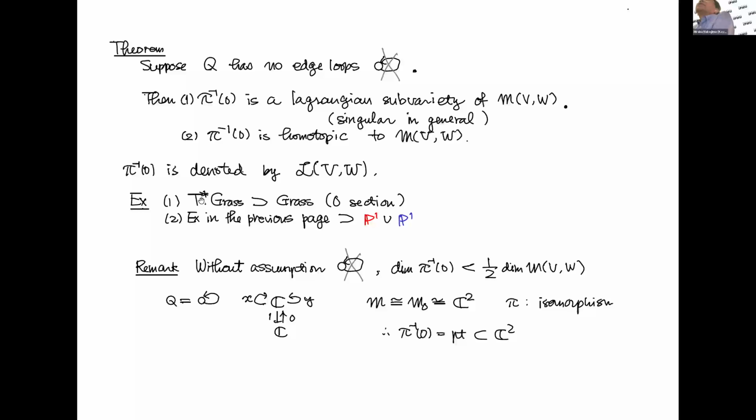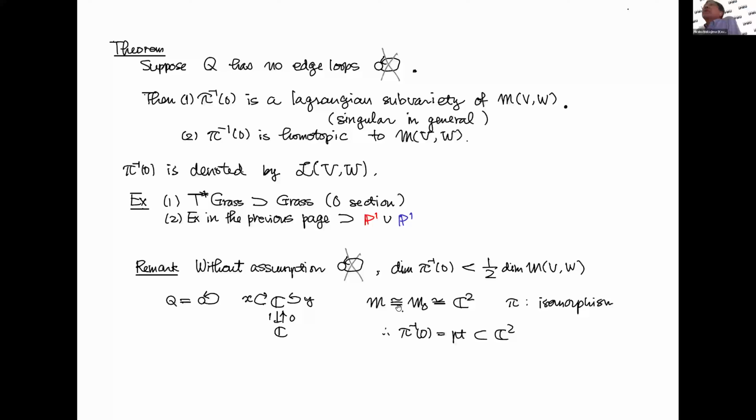And I gave two examples. For the trivial quiver, I get T star of the Grassmannian, and the inverse image of 0 in this case is where the cotangent direction vanishes, which is the set of all Grassmannians. This is the space of zero sections, and it is a Lagrangian subvariety in the cotangent bundle. In the second example, which I just explained, pi inverse 0 is a union of two P1s, a blue P1 and a red P1. And I just explained that this gives the Dynkin diagram as a configuration space.